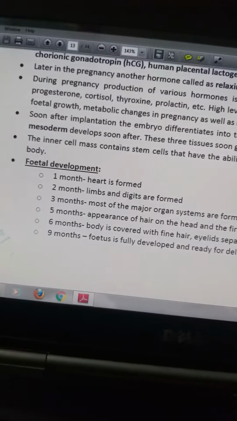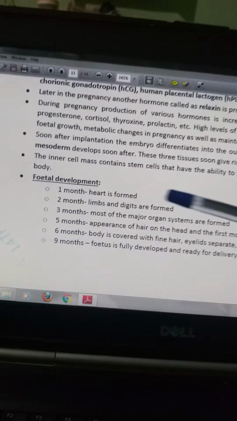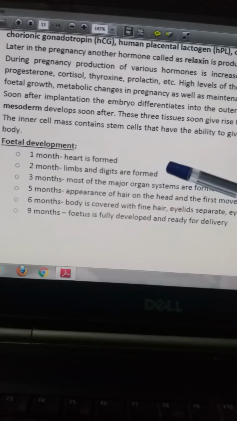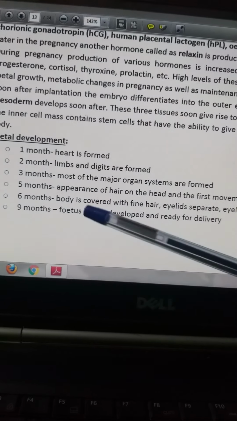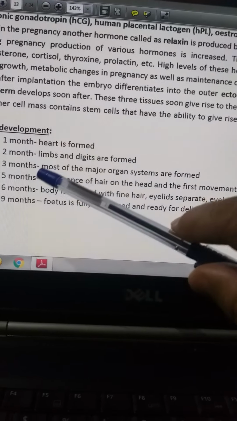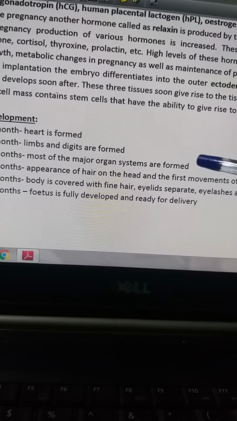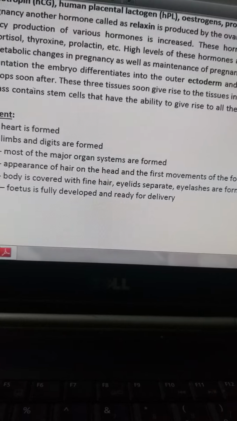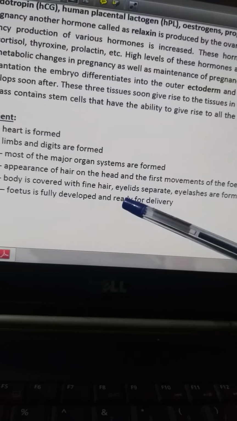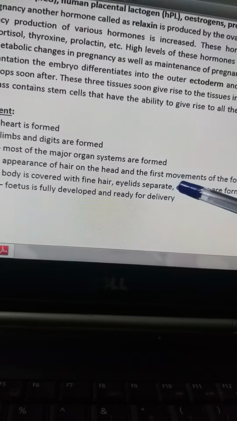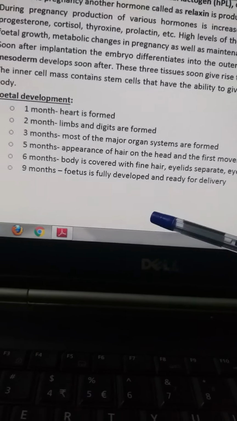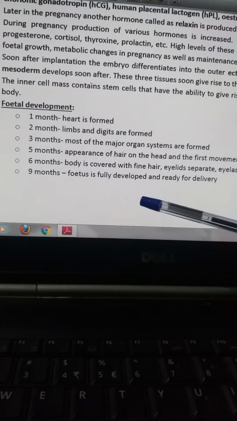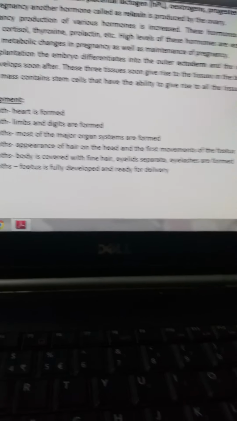See, fetal development. Okay, what happened during the first month? The heart is formed. In the second month, the limbs and the digits are formed. Digits, that is, fingers. In the third month, most of the major organs are formed. Then the appearance of hair, head, and the first movement of the fetus is in the fifth month. In the sixth month, the eyelid, hair, and even the eyelashes are formed. And in the 9th month, the fetus is fully developed for delivery.